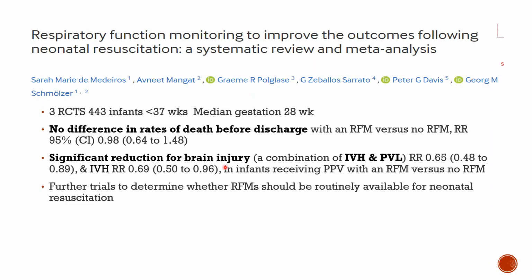A systematic review and meta-analysis involving 3 RCTs found no differences in the rates of death before discharge with versus without a respiratory function monitor. However, there was a significant reduction for brain injury, a combination of intraventricular hemorrhage and periventricular leukomalacia, which can be explained by the lower fluctuations of the carbon dioxide levels probably when we use an optimal volume strategy.